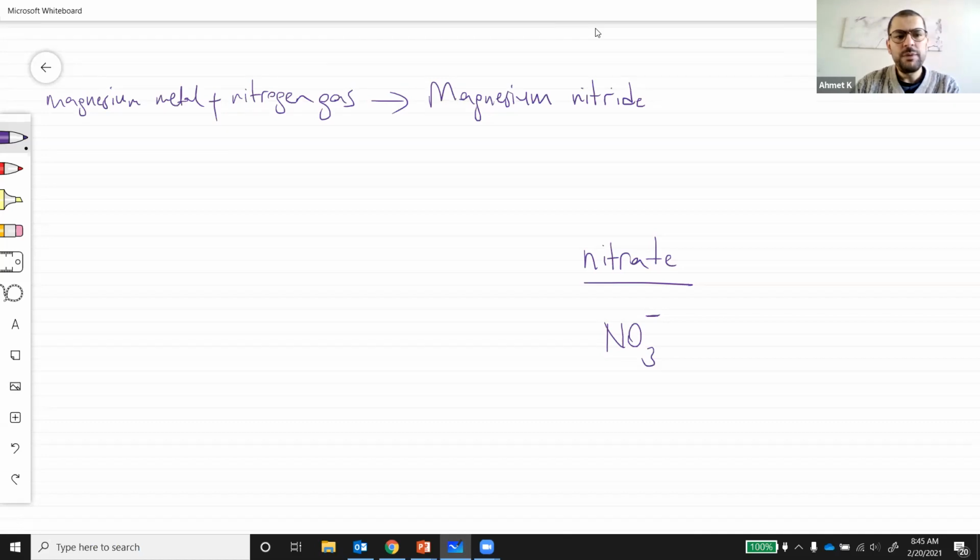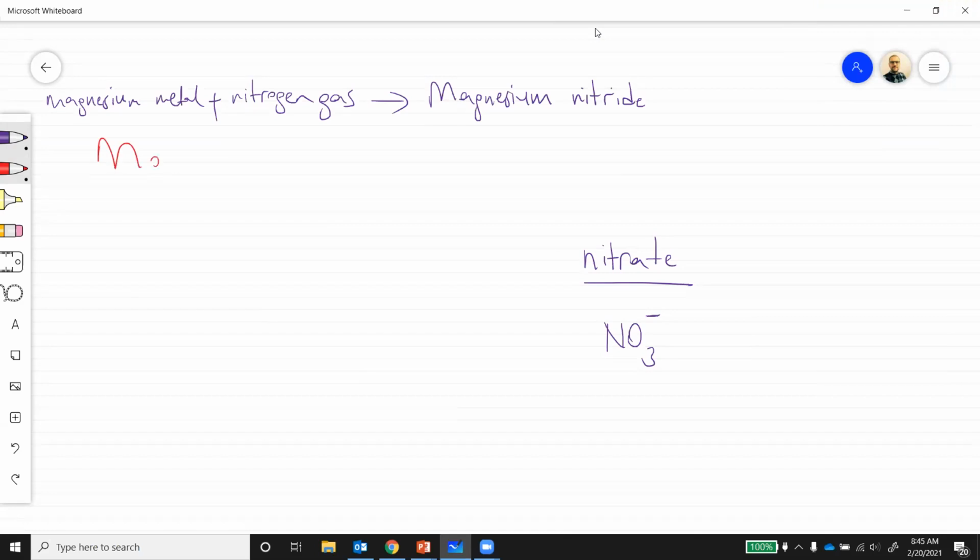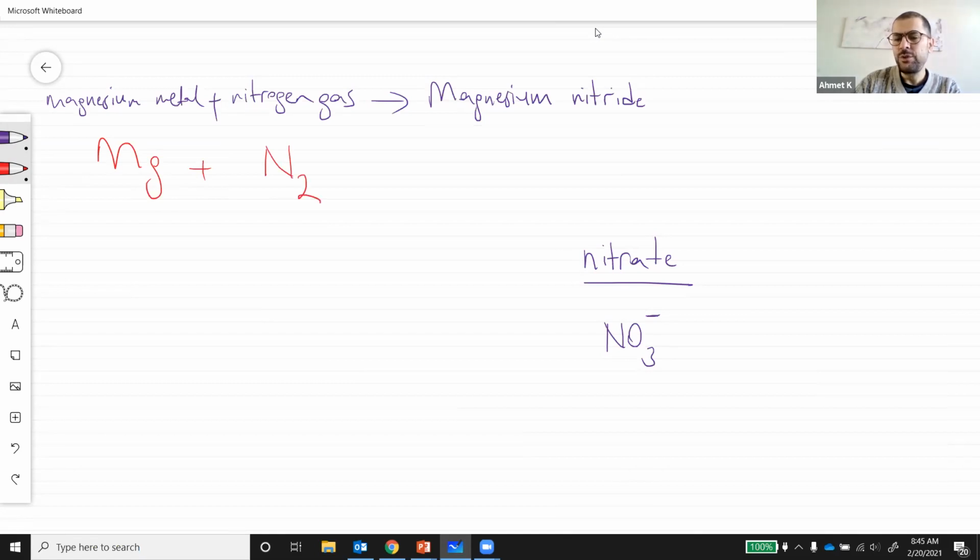So what is the magnesium metal? What's the symbol? Mg. Nitrogen gas. N2. Again, because nitrogen gas is not N, it's N2, right? Same as oxygen, and all the halogens, right? If it's a halogen like fluorine, chlorine, bromine, iodine, those are all diatomic, okay?